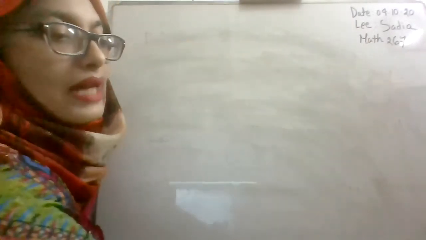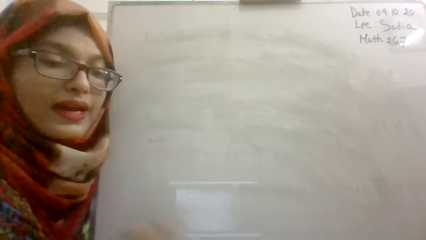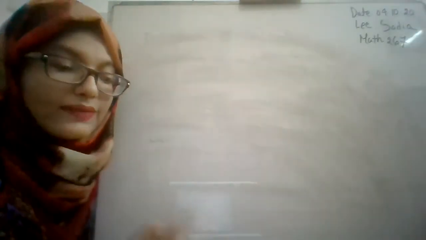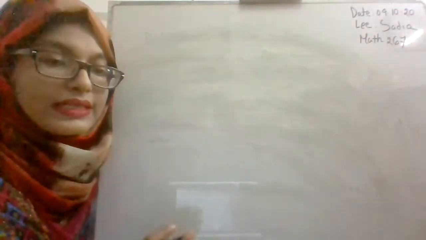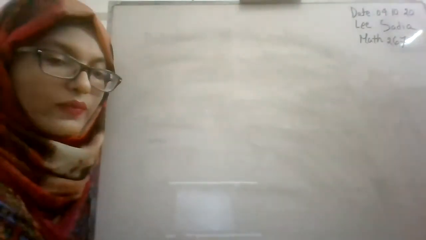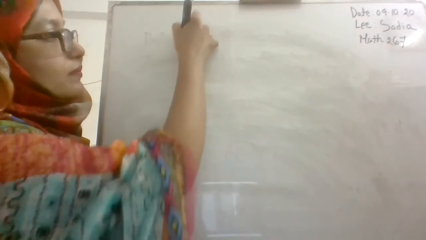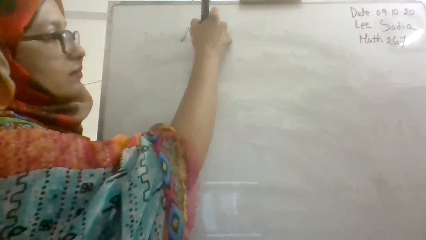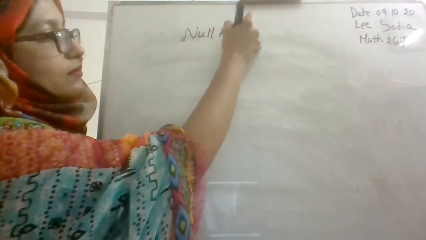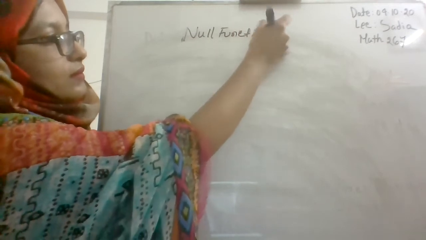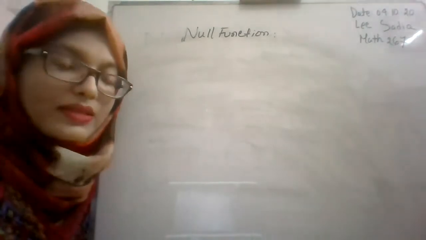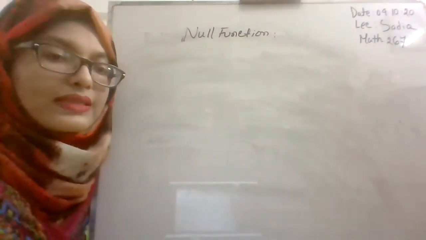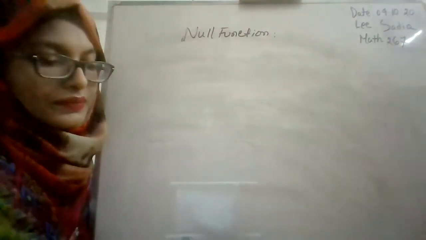Okay, now we learned one different function that is known as the null function, and the Laplace transformation of a null function is always considered as zero. We learned about the null function, and the Laplace transformation of this function is always considered zero.